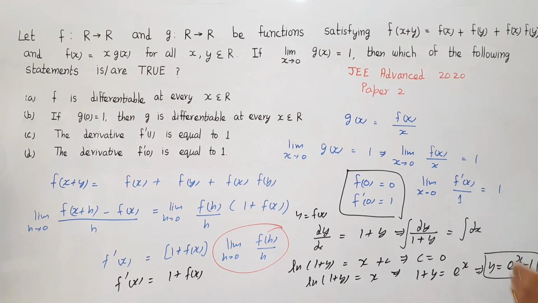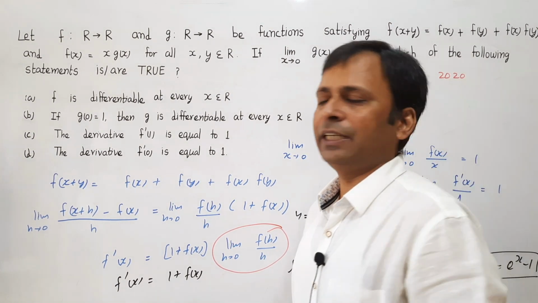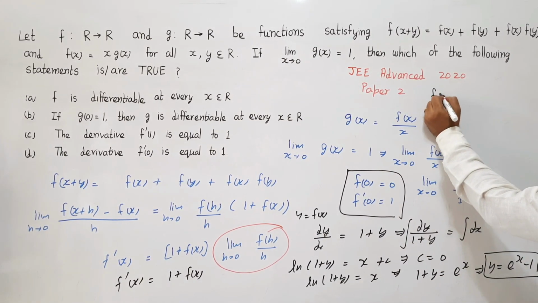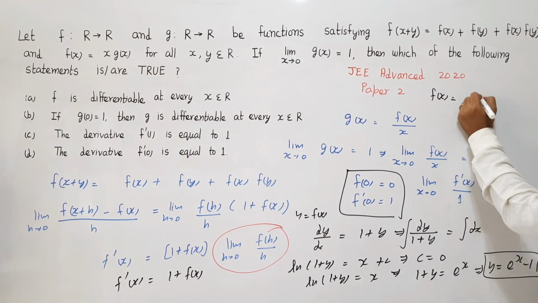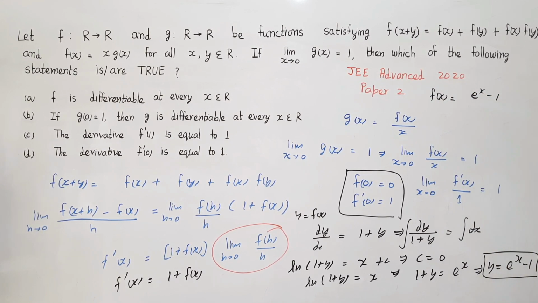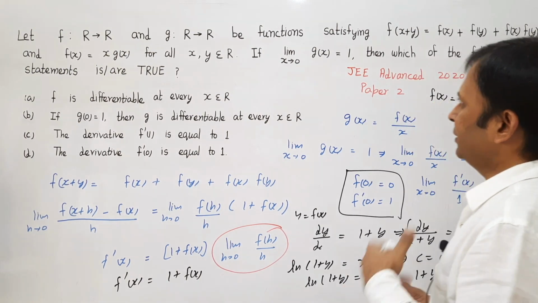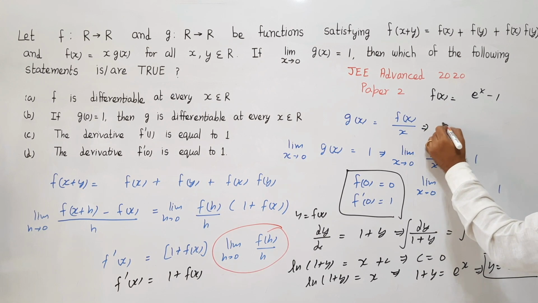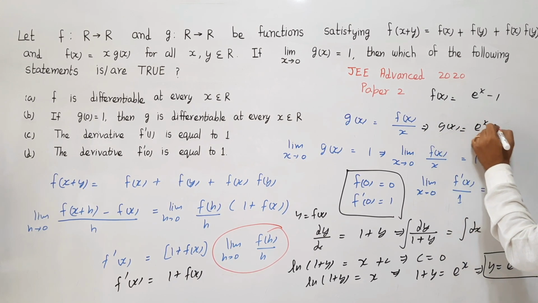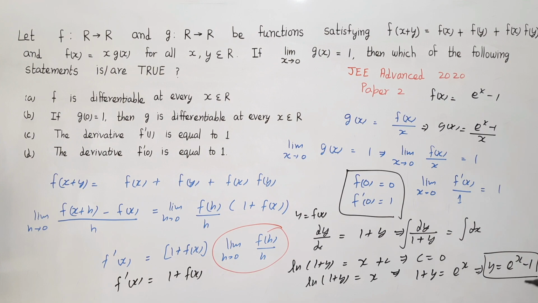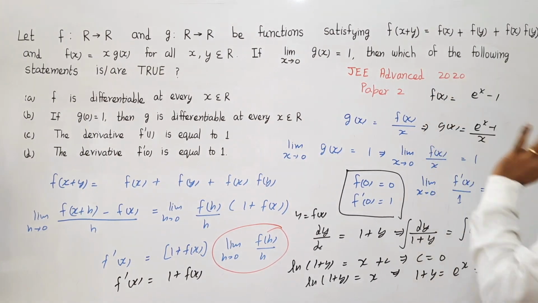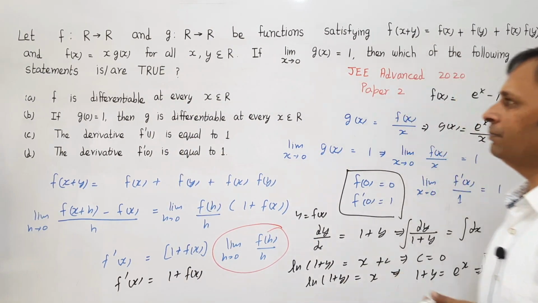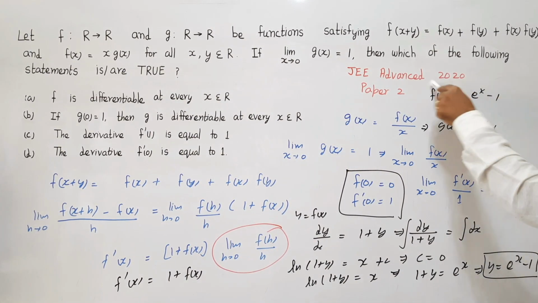This is what we need, because once we get this y, which is nothing but f of x, we have f of x which is e to the power x minus 1. So if f of x is e to the power x minus 1, what is g of x? Because we know that g(x) is nothing but f(x) upon x. So this means our g(x) is equal to e to the power x minus 1 upon x. That means we got f(x) also, we got g(x) also.